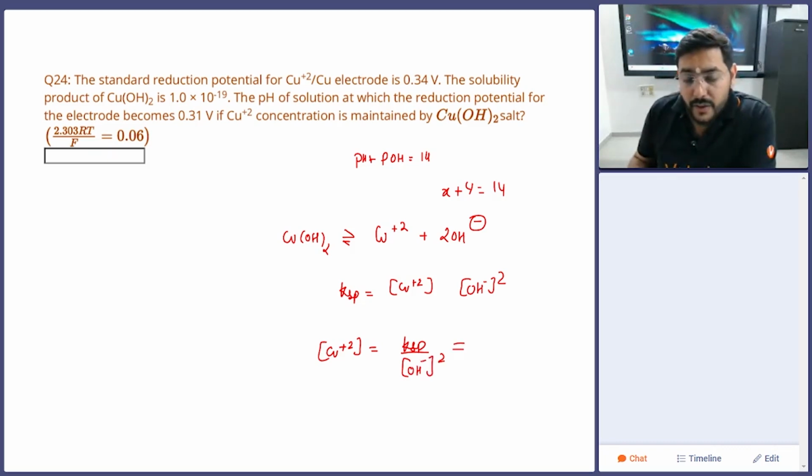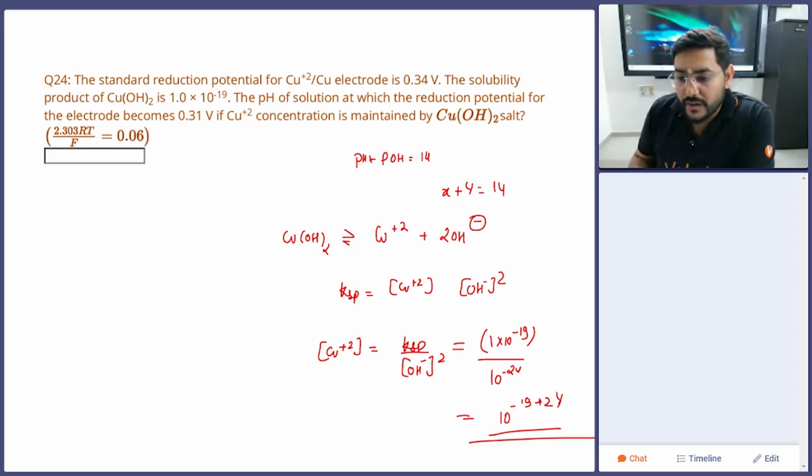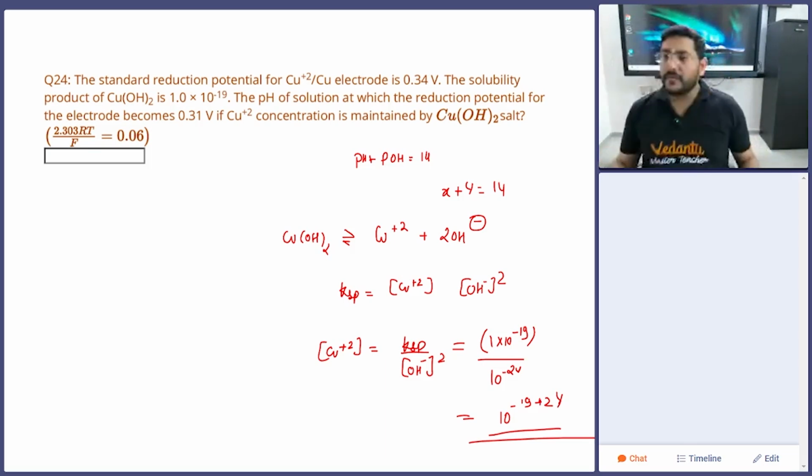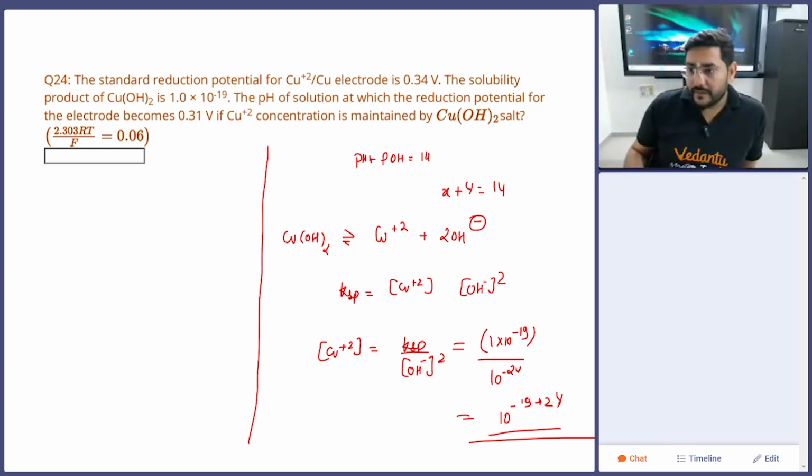Now, what is Ksp given to you guys? 1 into 10 raised to the power minus 19. Yes or no? Now, what is the value for OH-? Can we say that it is 10 raised to the power minus 2y? Yes. So here what are we going to get? 10 raised to the power minus 19 plus 2y. Yes or no? Agree with me or not till now? Is there any doubt till now? No? Now, let's focus on the electrode part. This is the ionic equilibrium part.